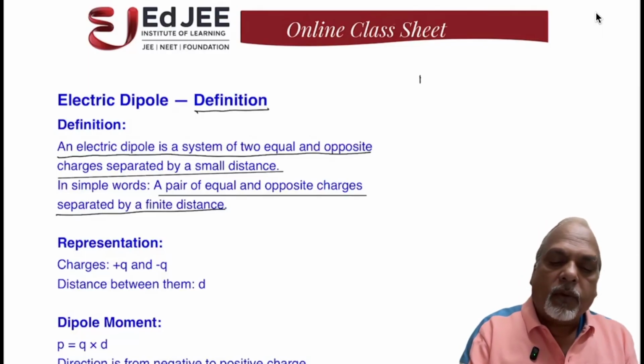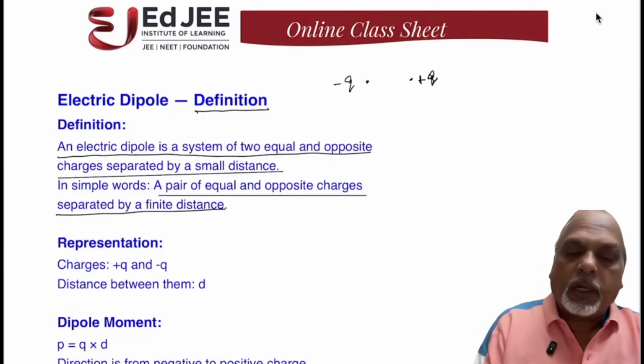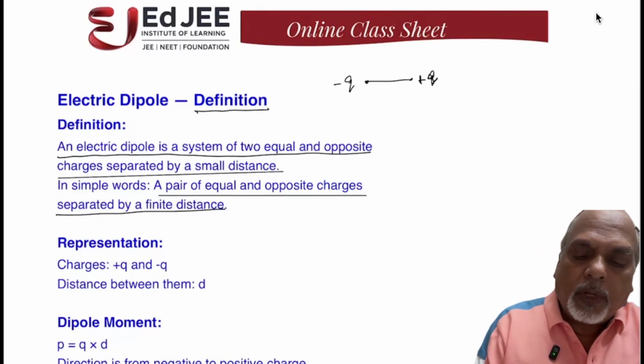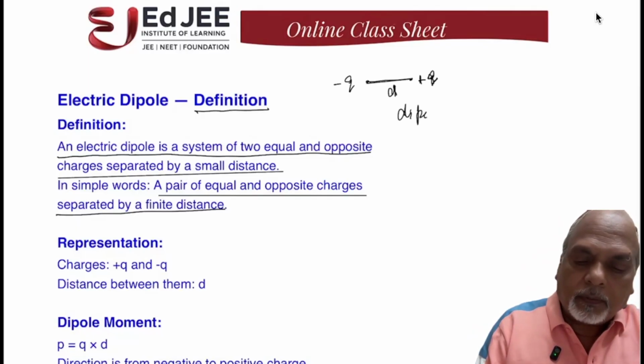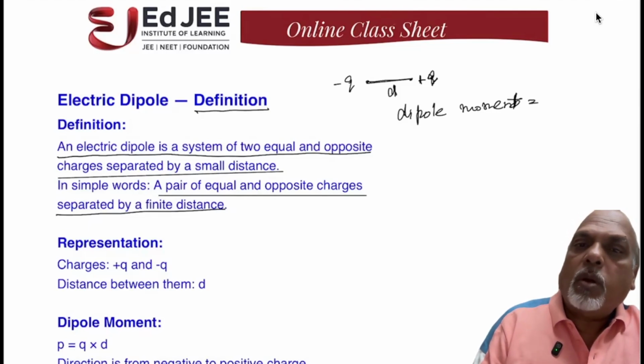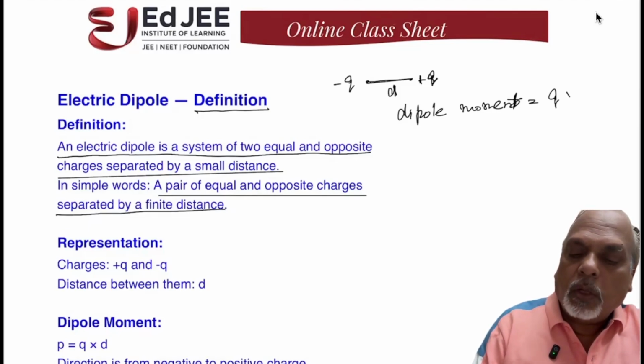Suppose you have a positive Q charge, and another charge is an equal and opposite charge, and it is separated by a very small distance, that is d. Then what is dipole moment? Dipole moment is given by Q into d.